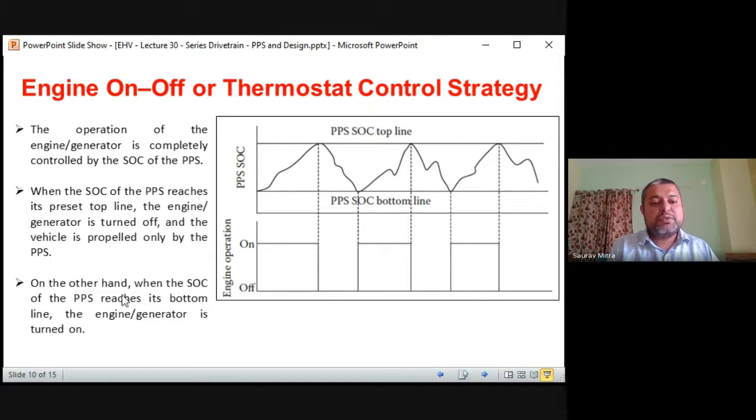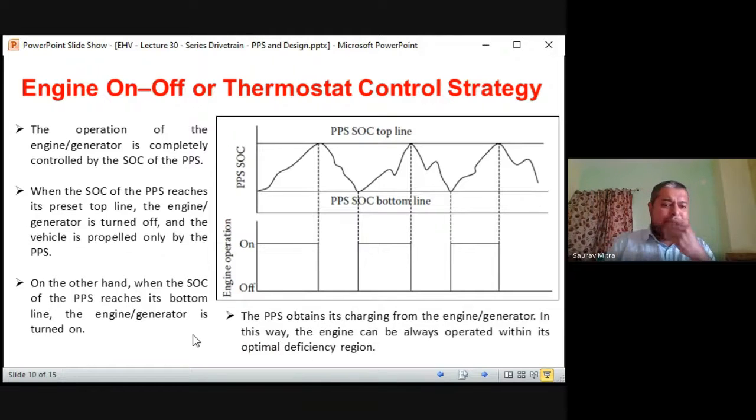On the other hand, when the SOC of the PPS reaches its bottom line, which is not 0% because the battery is never taken to 0%, maybe 70%, then the engine generator is turned on. So it is very simple to understand. Please prepare this as a 5 marks question. I'm going further. The PPS obtains its charging from the engine generator. In this way, the engine can always be operated within its optimal efficiency region.